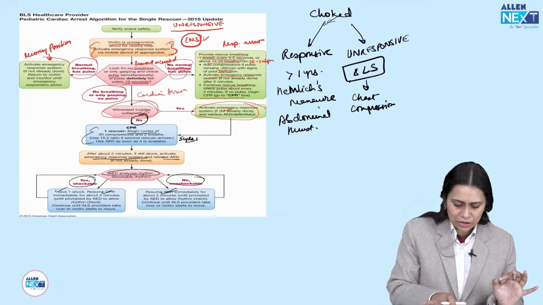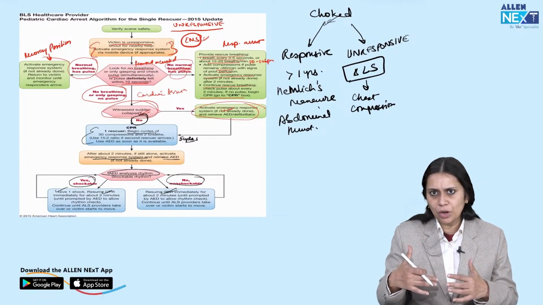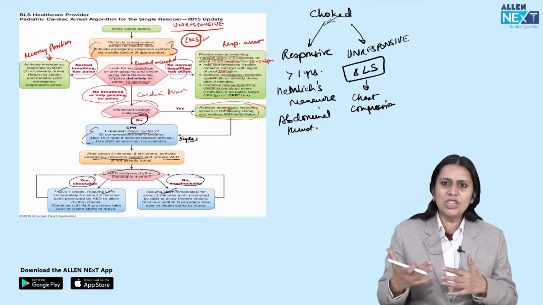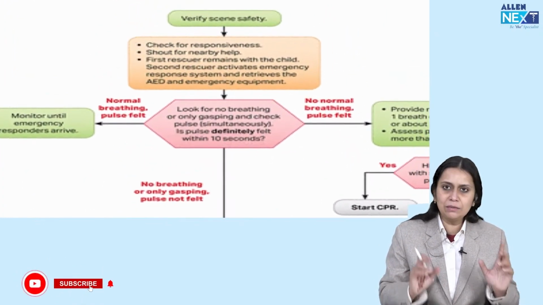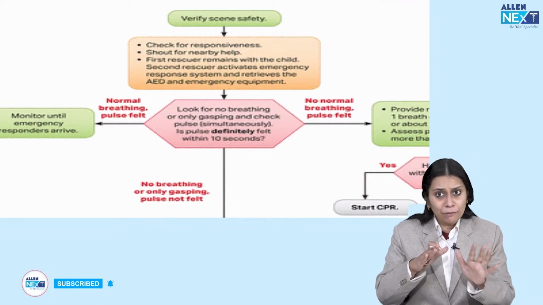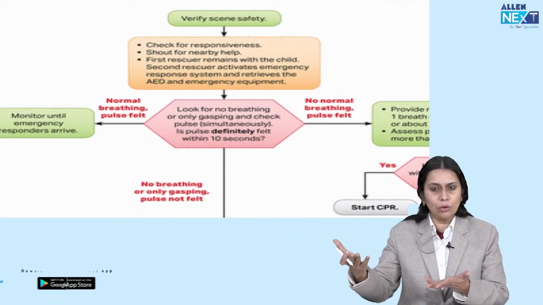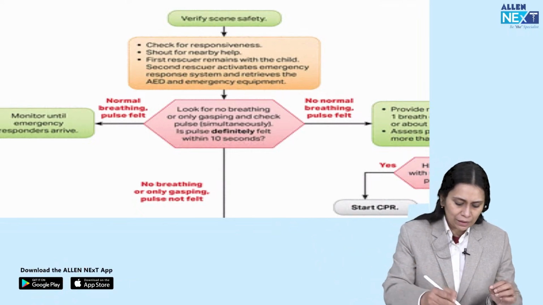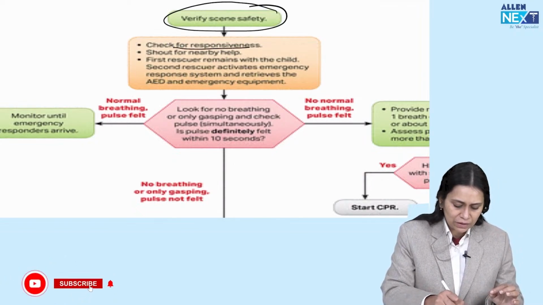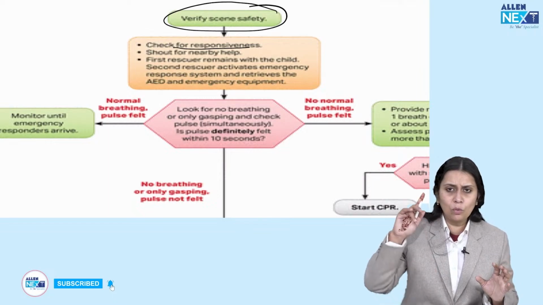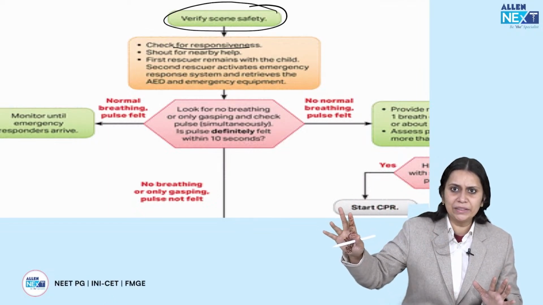So again, I will just revise it for you. But before revision of this flowchart, let us go for pediatric BLS with more than one rescuer. Meaning, we have one rescuer plus one more, or more than one. Okay, simply 2 or more. So we do the same thing. We verify the scene safety, check for the responsiveness. No response, one rescuer will start the resuscitation and the other will activate the emergency system.